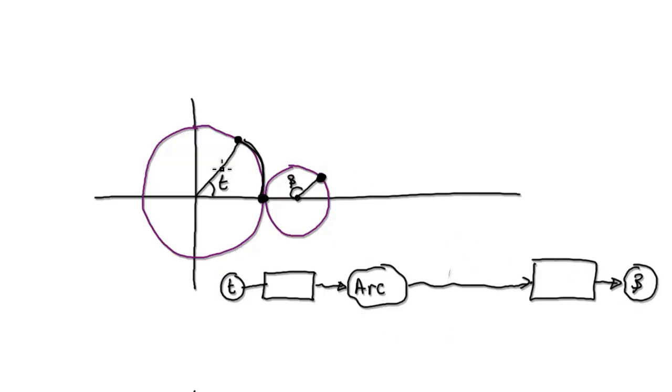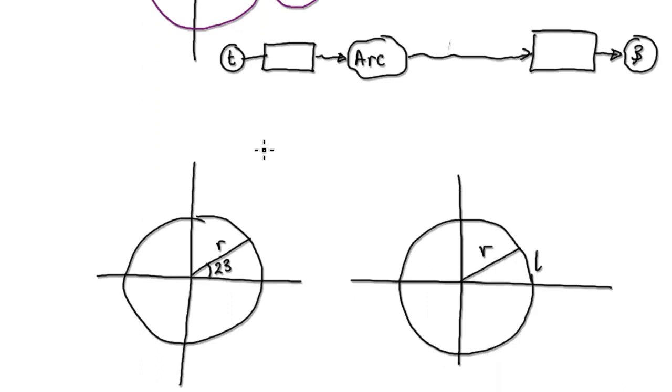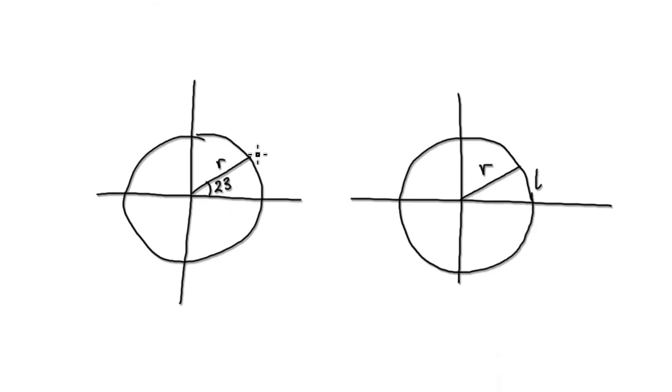So for a given angle, if you know the radius is a, then you can work out the arc length. But let me just give you some revision. If I were to give you a circle of radius r and an angle of 23 degrees, how would you work out the arc length? Let's call it L. We've done this before.